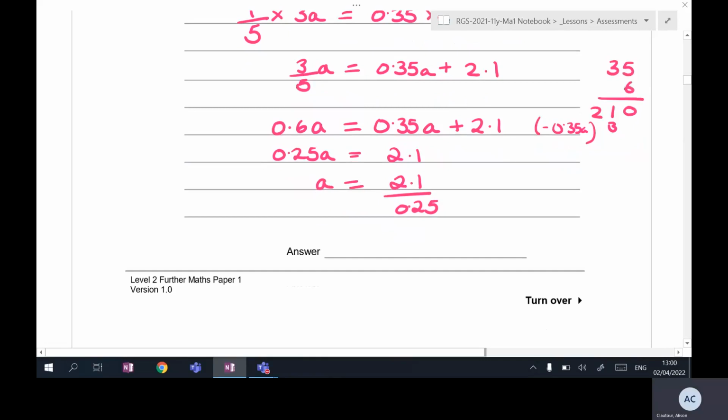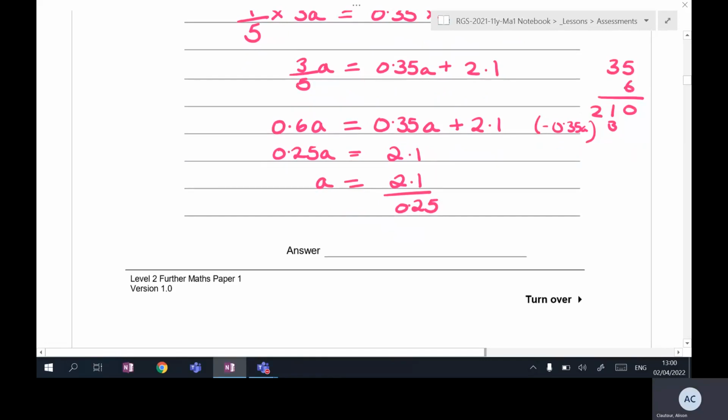So there are different ways you can do this. You can either take the decimals out, so times the top by 100 and the bottom by 100. Okay, or you can actually think about dividing, probably easier. Dividing by a quarter is the same as multiplying by 4. So it's actually the same as doing 2.1 multiplied by 4, which I think is slightly easier. So 8.4.